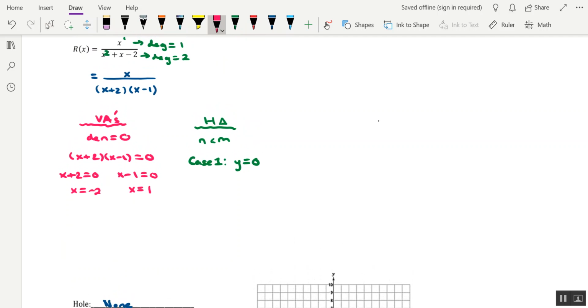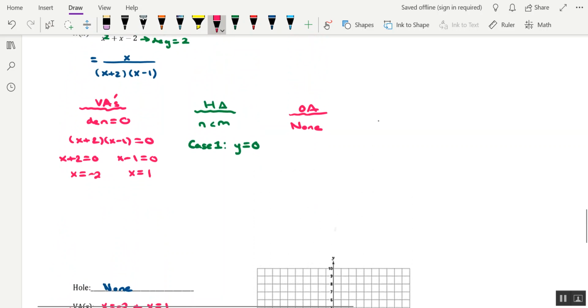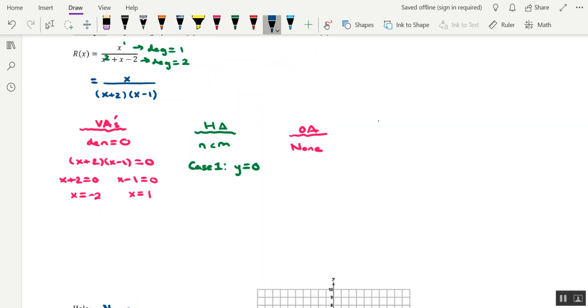Since we landed in a case 1 situation and not a case 3 situation, there's going to be no oblique asymptote. So where it says OA, you can just write out the word none. Now to figure out the x-intercepts of the rational function, what we're going to have to do is set the numerator equal to 0. And regardless of which version of the rational function you use, you're going to get x equals 0. So there's just one x-intercept, and that would be at 0, 0.